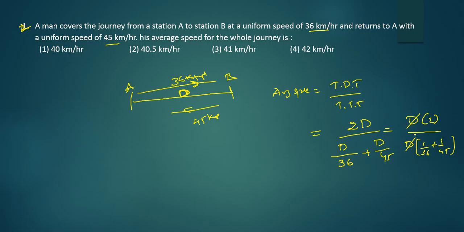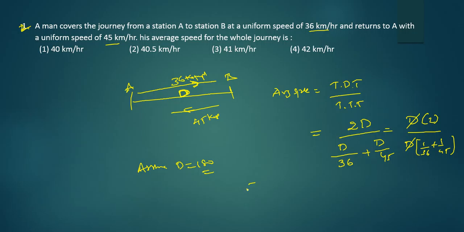We know that here anyhow d is getting cancelled. Instead of cancelling d, make use of d by taking a convenient value. How to choose that convenient value? Simple. What is the number in the denominators? 36 and 45. Select a value which is exactly divisible by 36 and 45. So nothing but 180. Assume d equals 180. How are you getting this? Simply the LCM of 36 and 45.